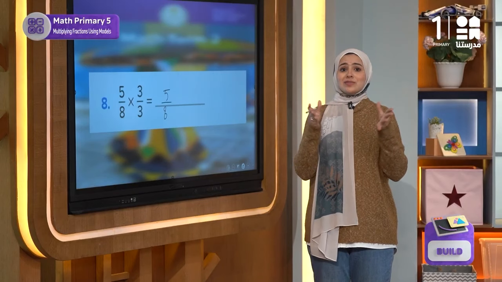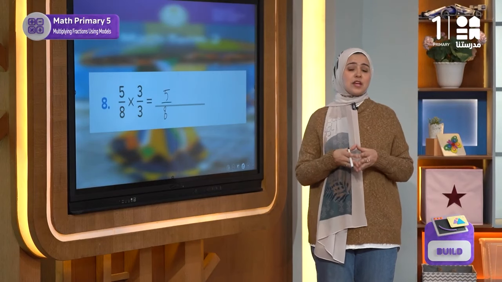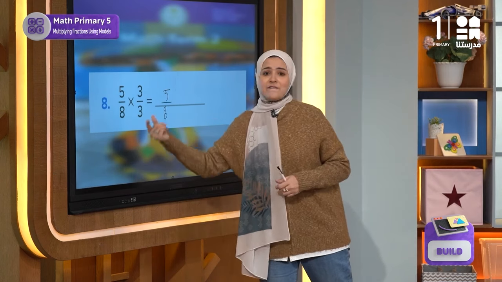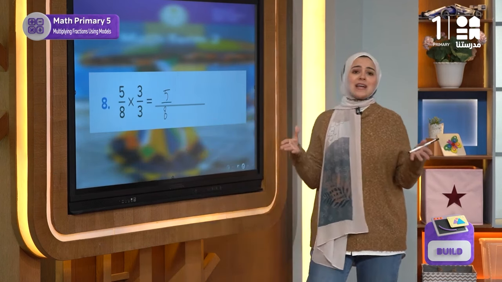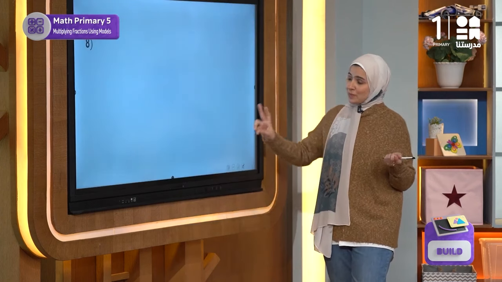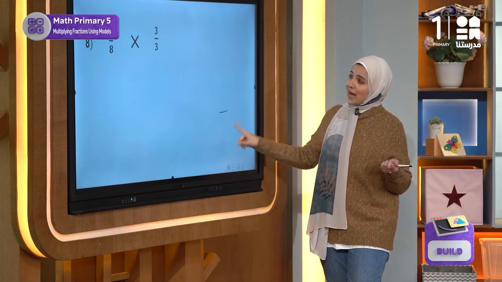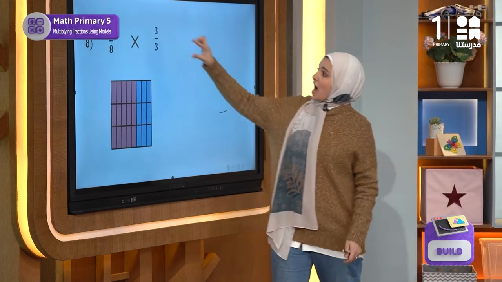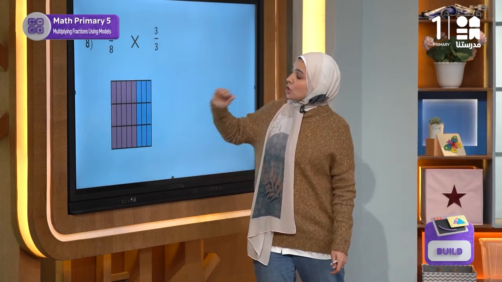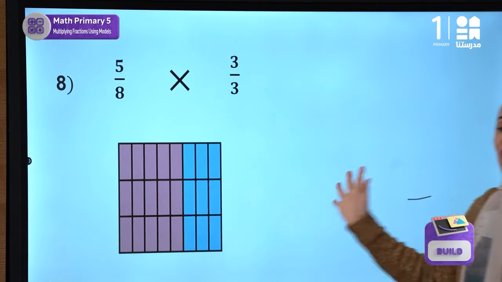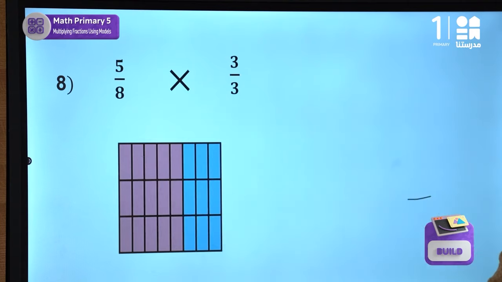We are going to divide the model into 3 parts and then color all of it, and the second fraction is 5 over 8. Which means that the model will be what? If I want to represent this number as a model, what will happen? Let's do it in details. I will have the 3 out of the 3, so 1, 2, 3, and I will have 5 out of the 8. The same exact way. With that, what will be the product?